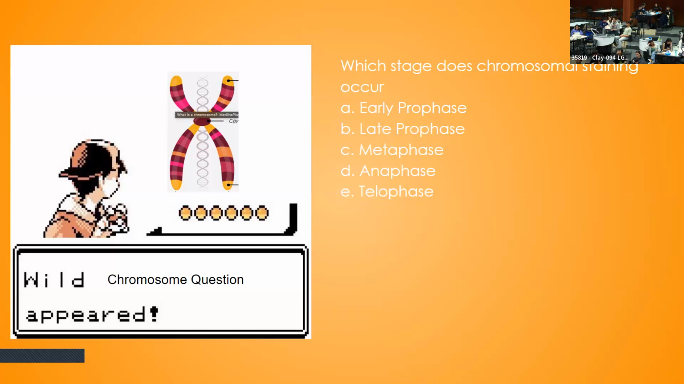So we have a quick question here. Which stage does chromosomal staining occur? Just take a second. This should be a relatively easy question. And once you have your answer, throw it up like a gang sign.